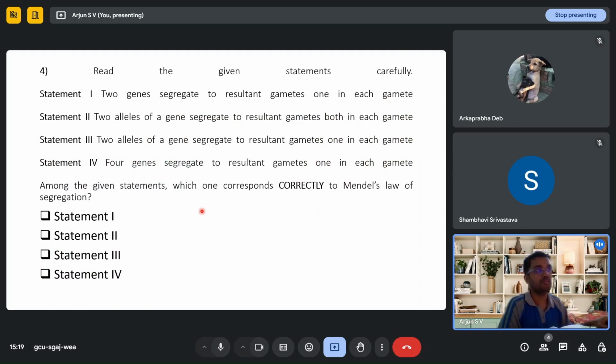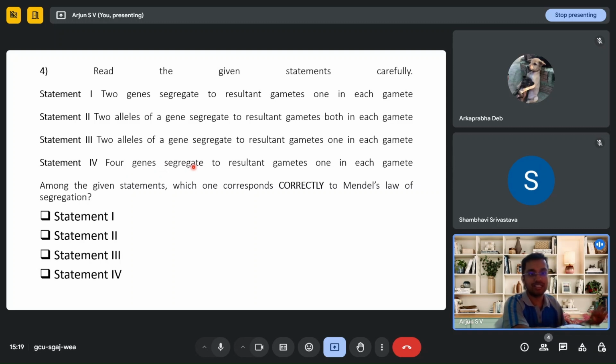So the fourth question is, read the given statements carefully. Statement one says two genes segregate to resultant gametes, one in each gamete. Statement 2 says two alleles of a gene segregate to resultant gametes, both in each gamete. Statement 3 says two alleles of a gene segregate to resultant gametes, one in each gamete. And statement 4 says four genes segregate to resultant gametes, one in each gamete. According to statement, which one corresponds correctly to Mendel's law of segregation?